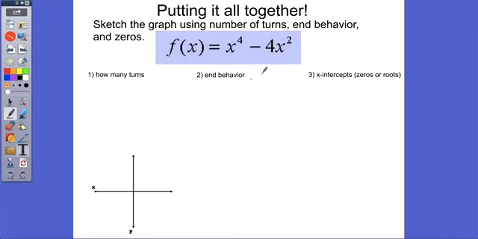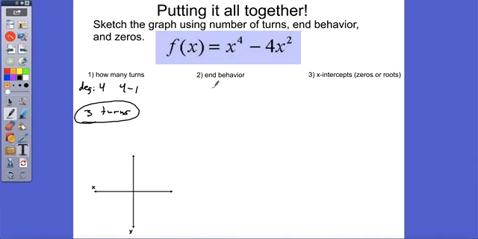So we're using our information to sketch the graph using number of turns, end behavior, and zeros. So how many turns does it have? Well, we know the degree is 4. So degree is 4, and 4 minus 1 would be 3 turns. This is going to be more of a self-checking step, but 3 turns.